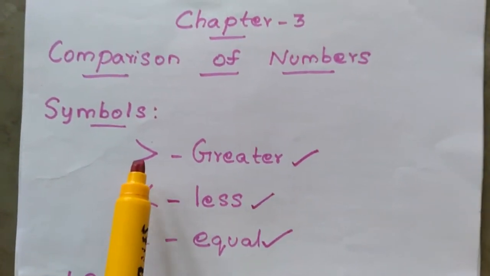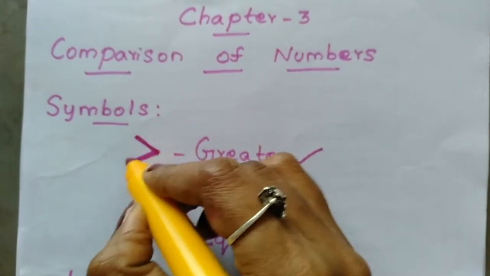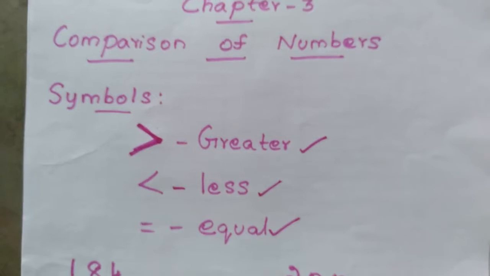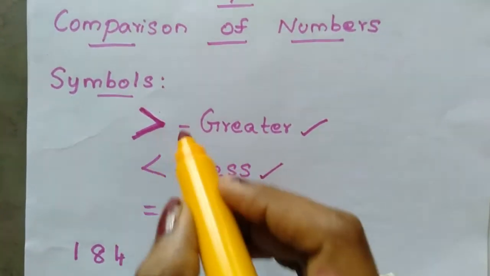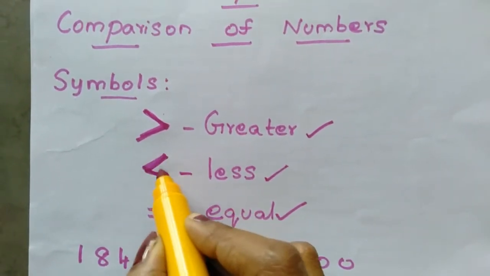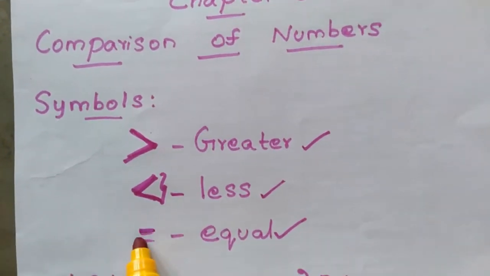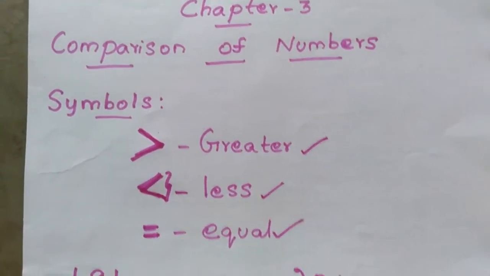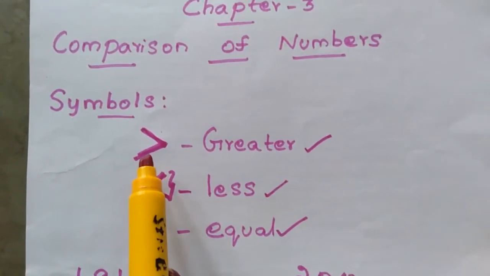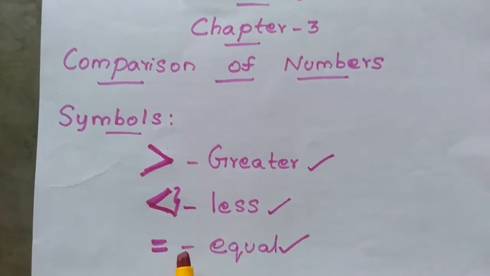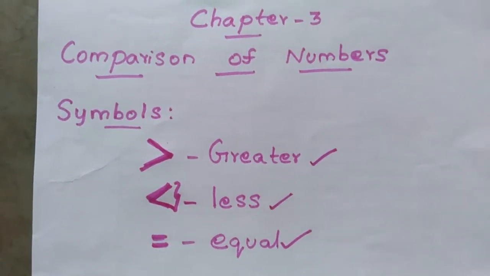The first one is the greater symbol, like a fish mouth. Think of it like a fish closing its mouth. Then next, opening. The mouth is opened. Then equal. If both the numbers are equal, you use this symbol. So greater than, less than, equal. 3 types of symbols.